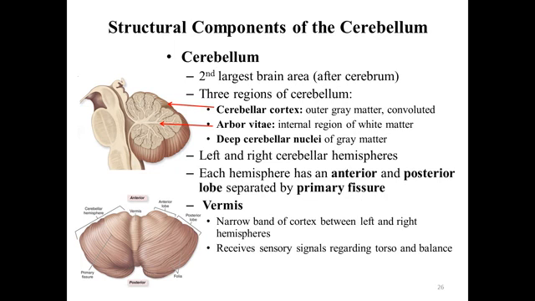nuclei of gray matter. As shown in the lower image, the cerebellum has left and right hemispheres. Each hemisphere has an anterior and posterior lobe separated by the primary fissure. The vermis is a narrow band of cortex between the left and right hemispheres and receives sensory signals regarding torso position and balance.